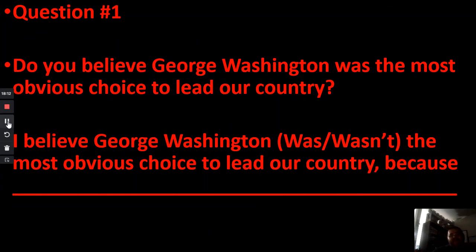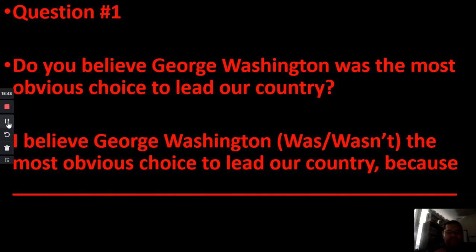All right, so here is your question for this lesson. Do you believe George Washington was the most obvious choice to lead our country, to be our first president? You have to remember, we had people like Ben Franklin, who was world famous and still on top of his game. You had people like Alexander Hamilton, John Adams, Thomas Jefferson, James Madison, John Jay, just these amazing minds when it comes to government and law and stuff like that.